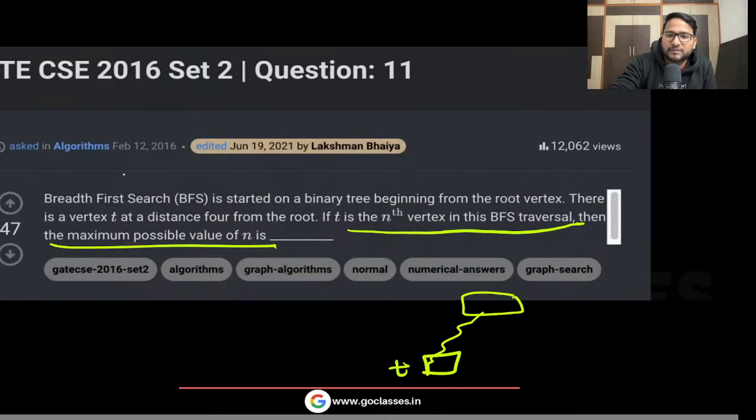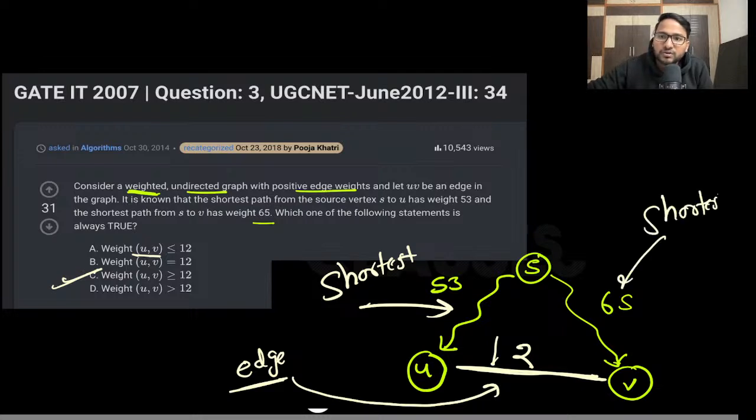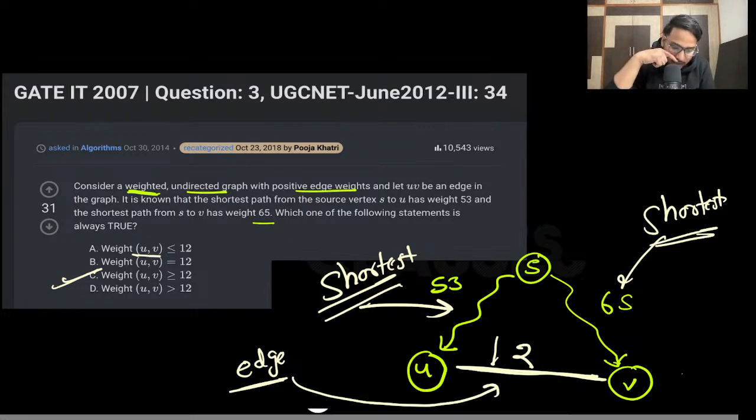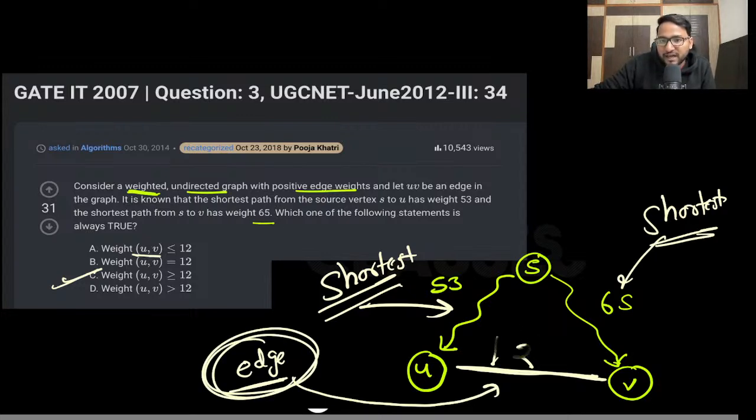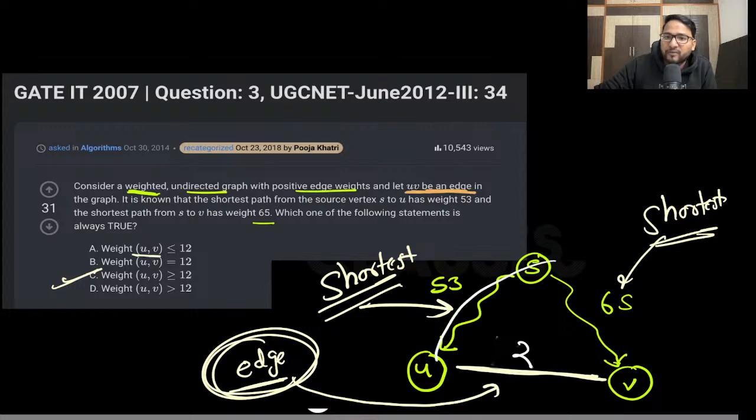Didn't understand? Let me just explain this again. See what I'm trying to say. These two are given to you as shortest paths. Now they are saying that UV is an edge. Just read it here. Now what could be the edge weight of this? Can it be just 2? If it is 2, then this violates the property that the path to V is shortest, because otherwise the path to V will be 55. If 65 is the shortest, then it cannot be 2. Can it be 20?